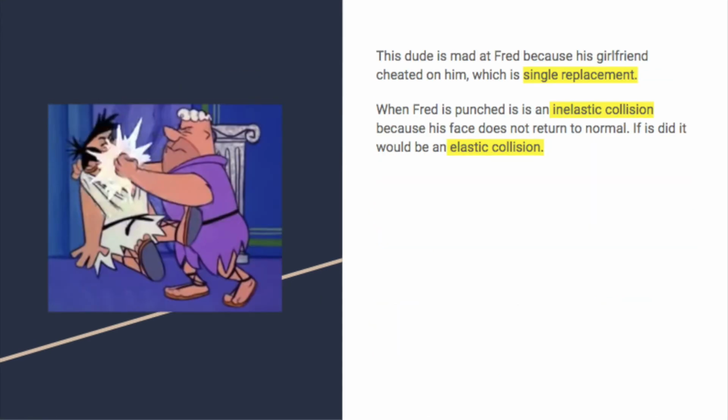This dude is mad at Fred because his girlfriend cheated on him, which is single replacement. When Fred is punched, it is an inelastic collision because his face does not return to normal. If it did, it would be an elastic collision.